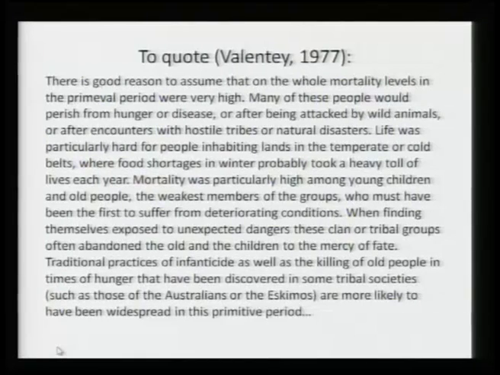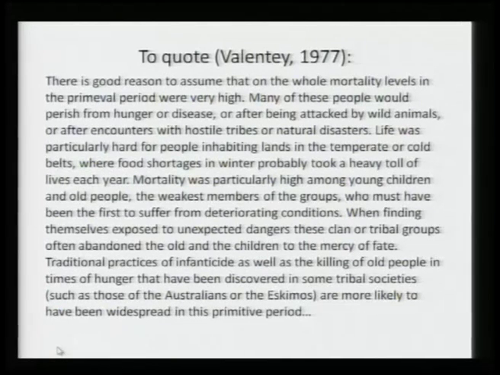To quote Valenti, there is good reason to assume that on the whole mortality levels in the primeval period were very high. Many of these people would perish from hunger or disease, or after being attacked by wild animals, or after encounters with hostile tribes or natural disasters. Life was particularly hard for people inhabiting lands in the temperate or cold belts, where food shortages in winter probably took a heavy toll of lives each year. Mortality was particularly high among young children and old people, the weakest members of the groups, who must have been the first to suffer from deteriorating conditions.